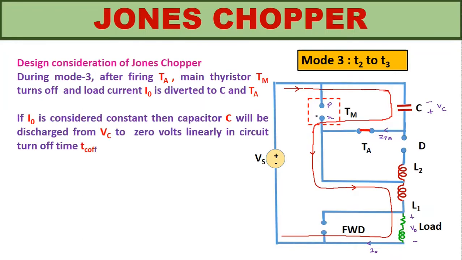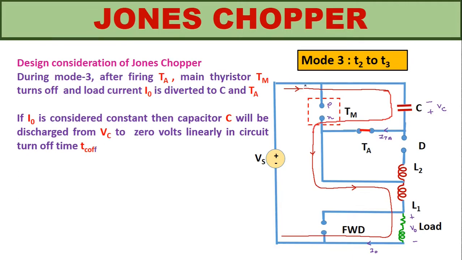In the Jones chopper, we are using this RL load to keep the load current to be continuous and ripple free. So if the load current is considered constant, then the capacitor C will be discharged from the voltage Vc to 0 linearly in the circuit turn off time TC off. Now we will derive this circuit turn off time.